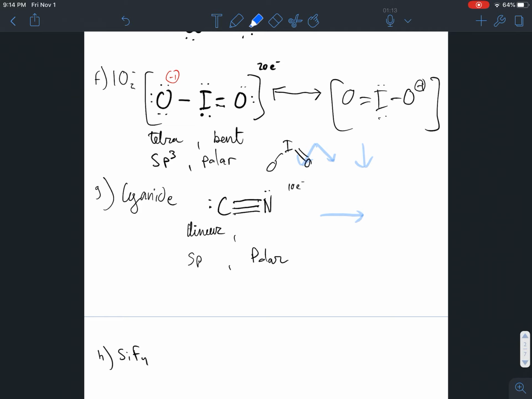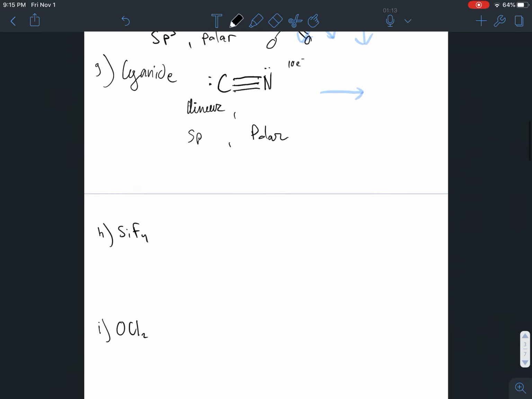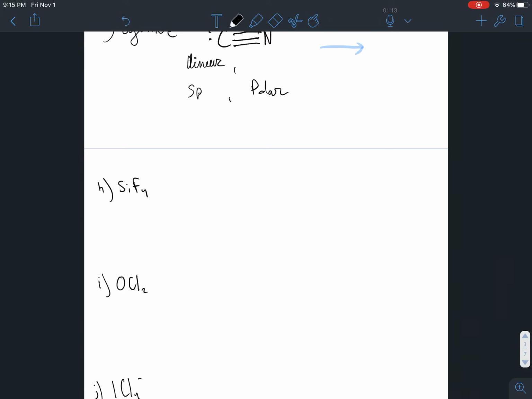Nitrogen is more electronegative. Okay. Silicon tetrafluoride. This is a tricky one. I do not know what's going to happen. Okay, so let's draw fluorides with their electrons. They have 7 electrons. The 6 of them are in their lone pairs, wherever they are. I don't think I'm going to draw them.